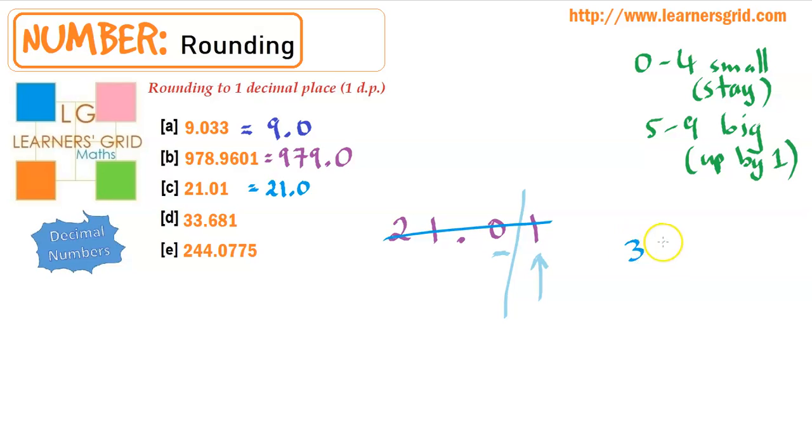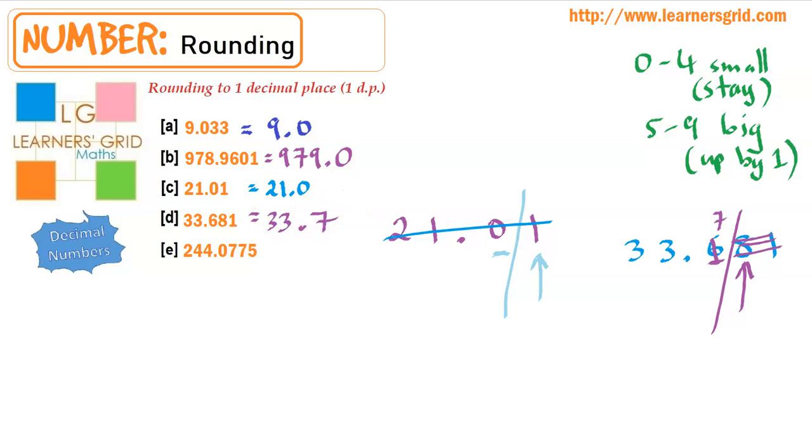Okay, let's try this one over here. We've got 33.681. Okay, where is the first decimal place? It's here, so the cutoff is here. This is our indicator digit. It's big, right? So this, our target digit, has to go up by a value of 1. So that becomes a 7, and we don't need these guys anymore.